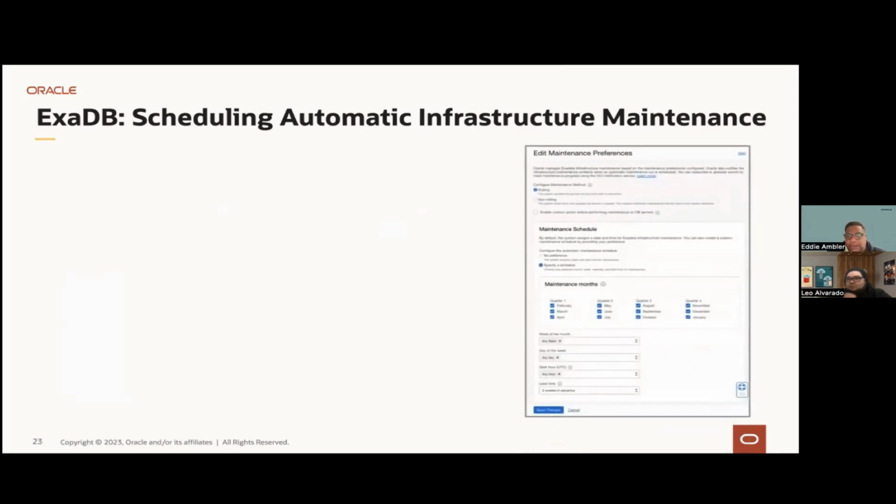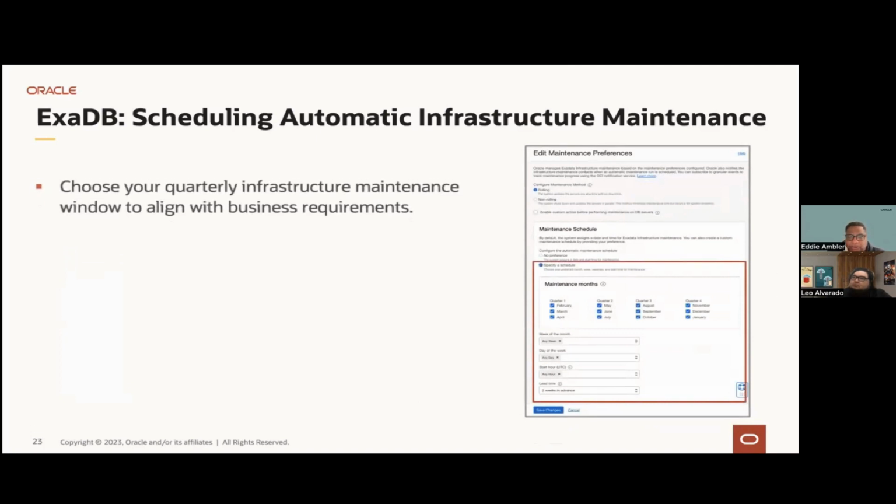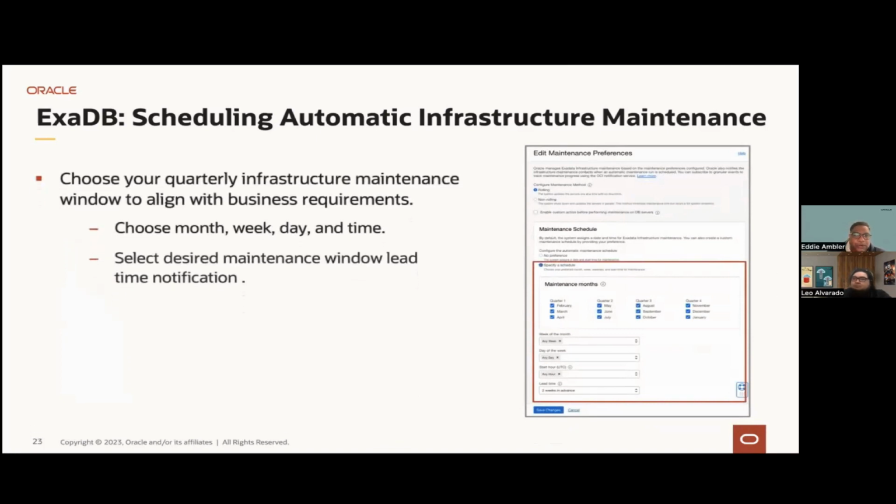But not only can you choose rolling or non-rolling, you can also then specify the schedule. You can choose which quarters your infrastructure maintenance will happen in, what month, what week, what day, what time. And you can select a desired maintenance window lead time, meaning how many weeks of lead time notice you want Oracle to give you that it's going to do this maintenance.